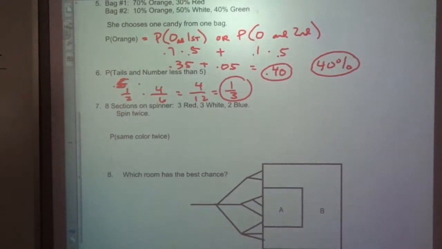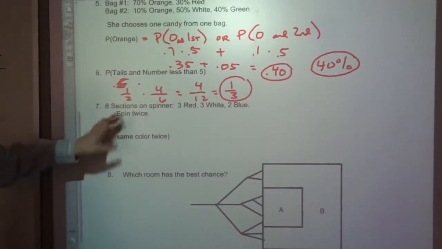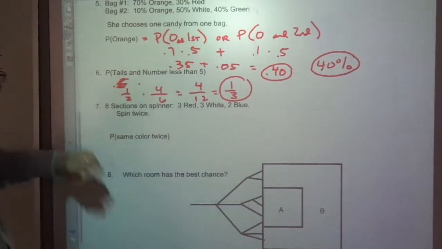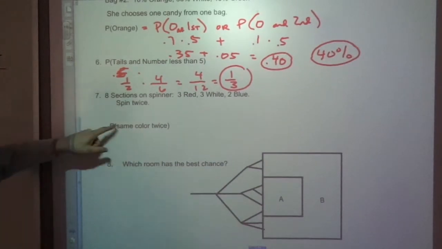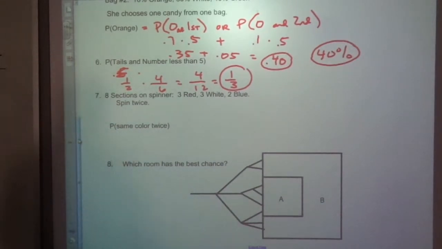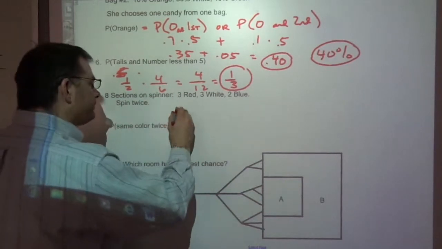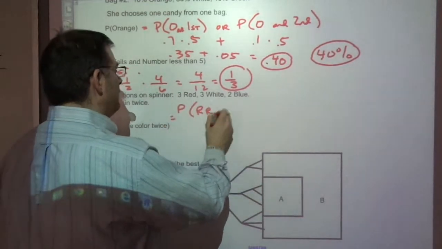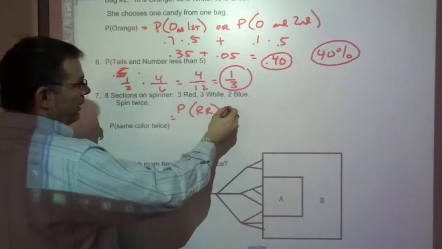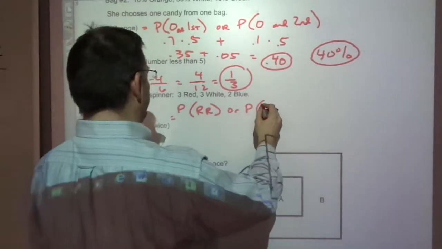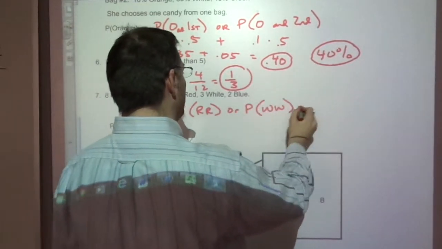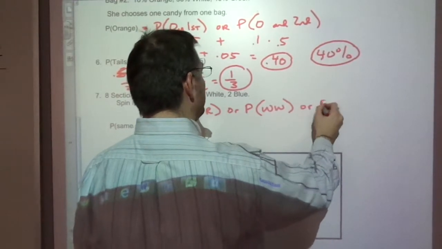We've got sections on the spinner. We've got 8 sections: 3, 3, and 2. We're going to spin twice. What's the probability that they're the same color twice? So that could be red, red, or white, white, or blue, blue.